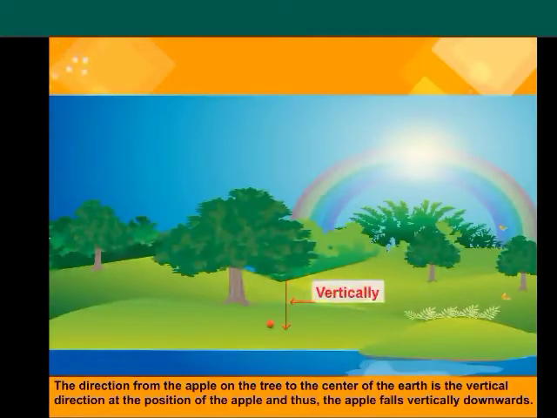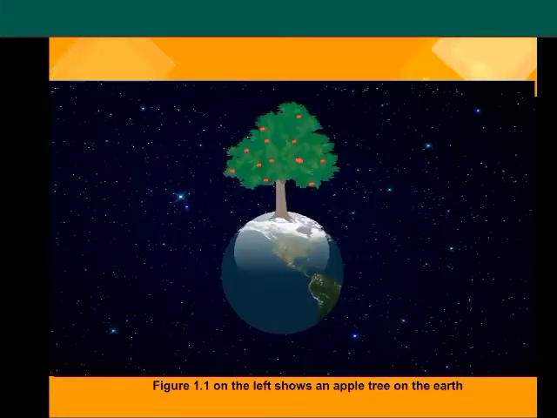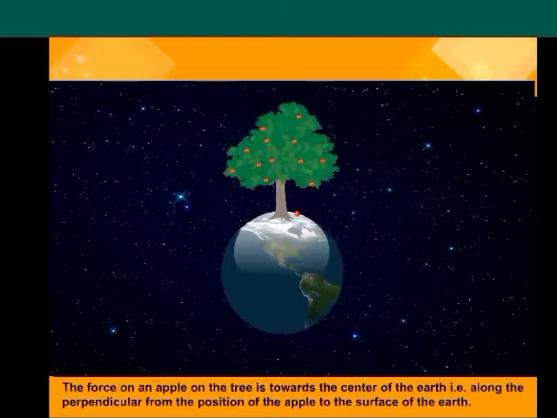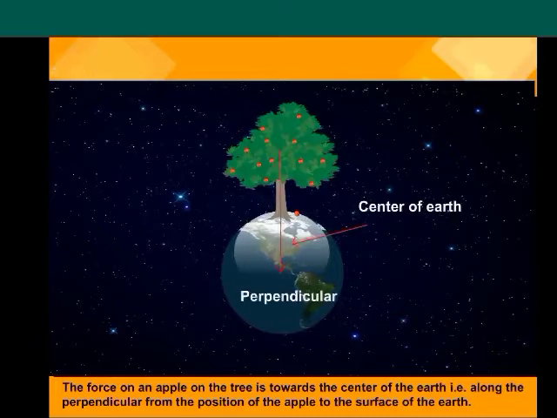Figure 1.1, on the left, shows an apple tree on the earth. The force on an apple on the tree is towards the center of the earth, that is, along the perpendicular from the position of the apple to the surface of the earth. The figure also shows the gravitational force between the earth and the moon. The distances in the figure are not according to scale.